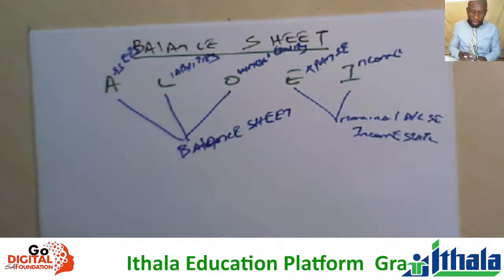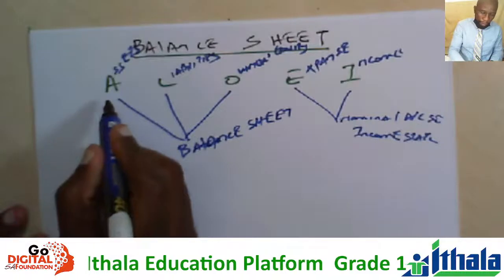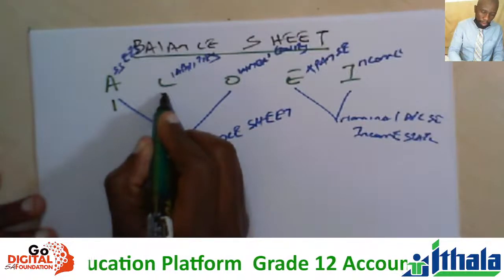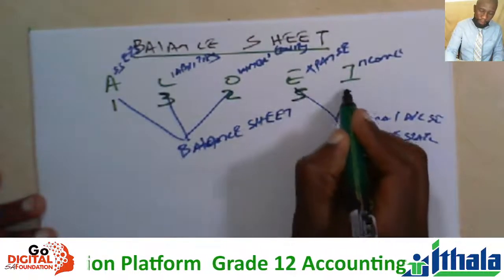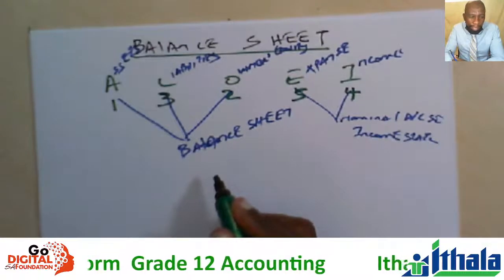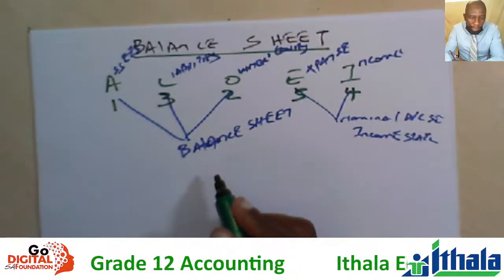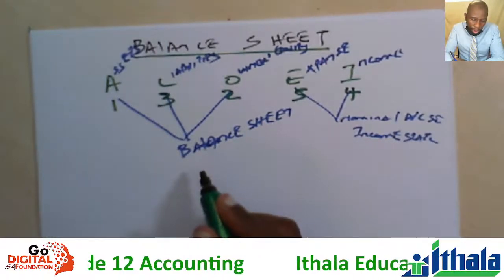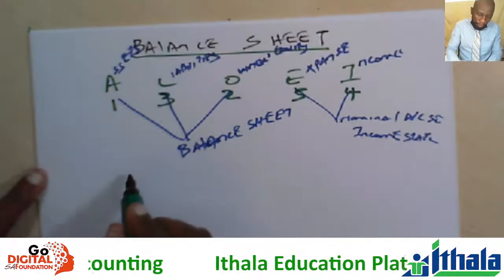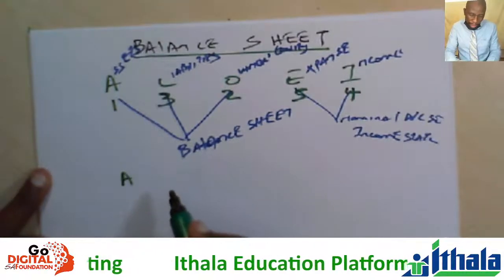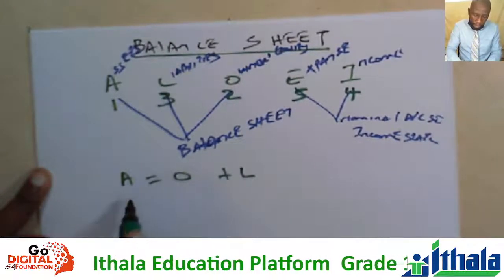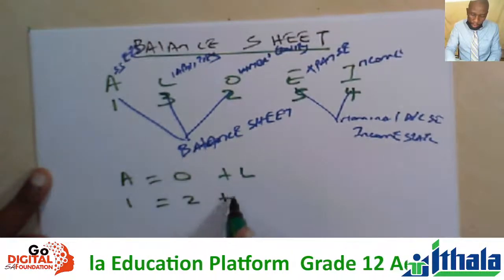So we're using a system called 1, 3, 2, 5, 4. This is a system that we are using. As you know, people who play football use 4-4-2, 3-5-1, you see, a system. So we are using this system for the balance sheet: A, O, L. That's the equation. A is equal to O plus L. According to our system, 1 is equal to 2 plus 3.